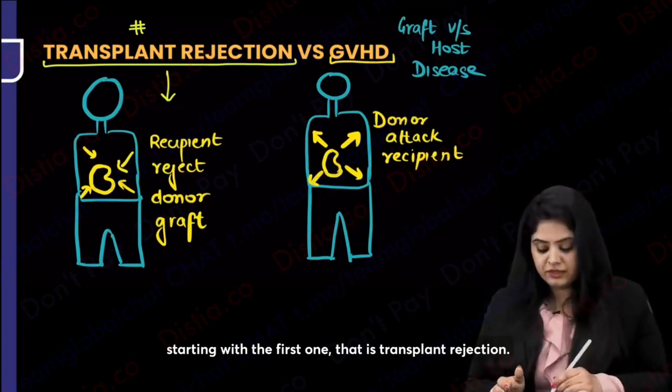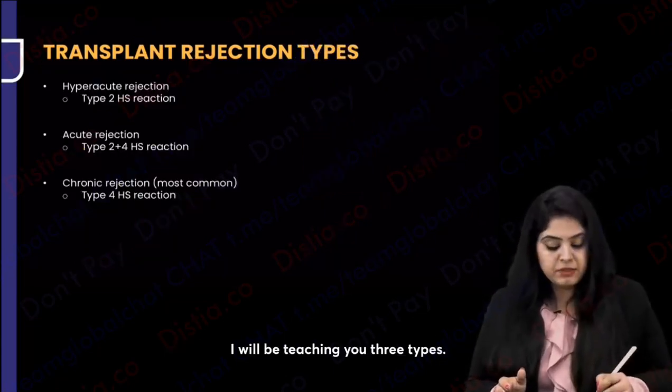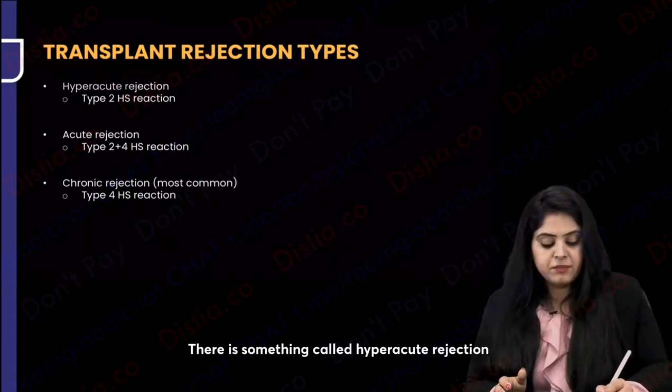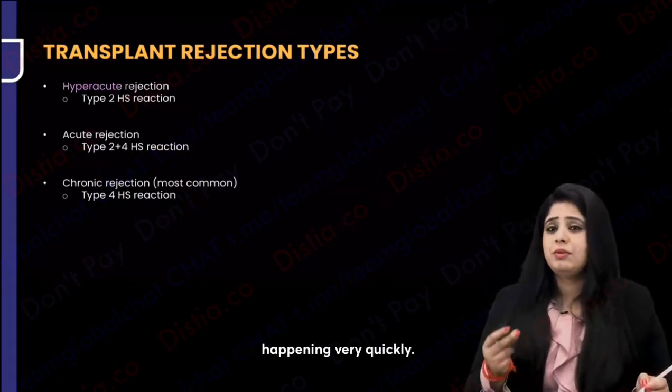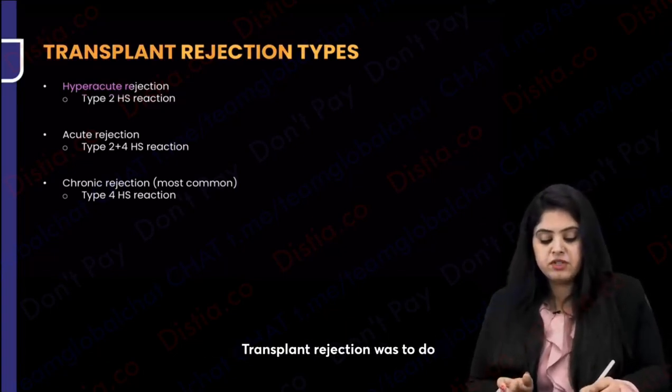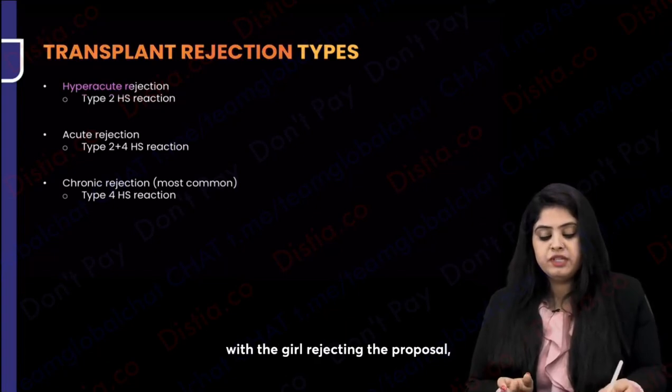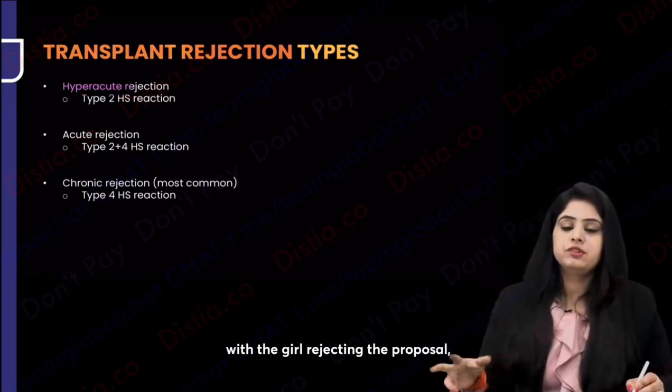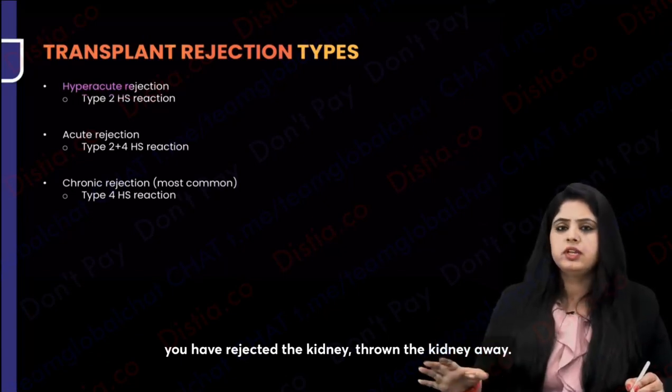Starting with the first one, that is transplant rejection. I will be teaching you three types. There's something called hyperacute rejection, happening very, very quickly. So just imagine, what was transplant rejection? Transplant rejection was to do with the girl rejecting the proposal. You have rejected the kidney, thrown the kidney away.